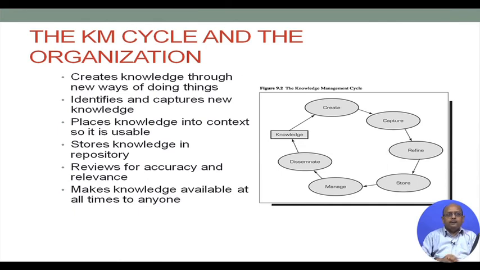And this is the knowledge management cycle I have been talking about: create, capture, refine, store, manage, disseminate. Start with knowledge creation by doing new things, identify and capture knowledge, and place knowledge into a context so that you are able to make use of it, otherwise it is not good. Then you have a repository, database systems where you store the knowledge, and then you manage it, see whether it is correct or not, and then you make it available to others so that they can make use of it, and that is how the knowledge management system works.